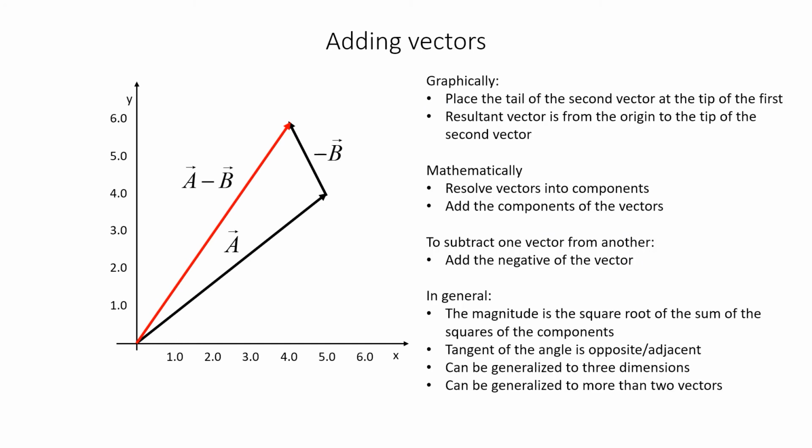In general, graphically, we place the tail of the second vector to the tip of the first and the resultant vectors from the origin to the tip of the second vector. Mathematically, what we do is resolve the vectors into components, then add the components of the vectors to find the magnitude and the angle of the vectors. To subtract one vector from another, we do the same thing, only we're adding the negative of the vector.